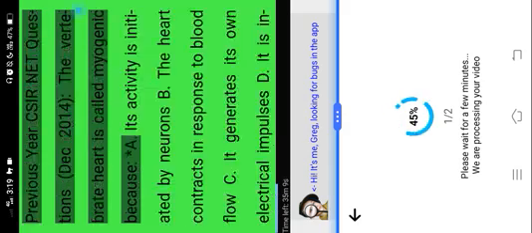Understanding its basis and regulation is crucial for research in developmental biology, electrophysiology, pharmacology, and evolutionary physiology. Previous year CSIR NET questions. December 2014. The vertebrate heart is called myogenic because A.